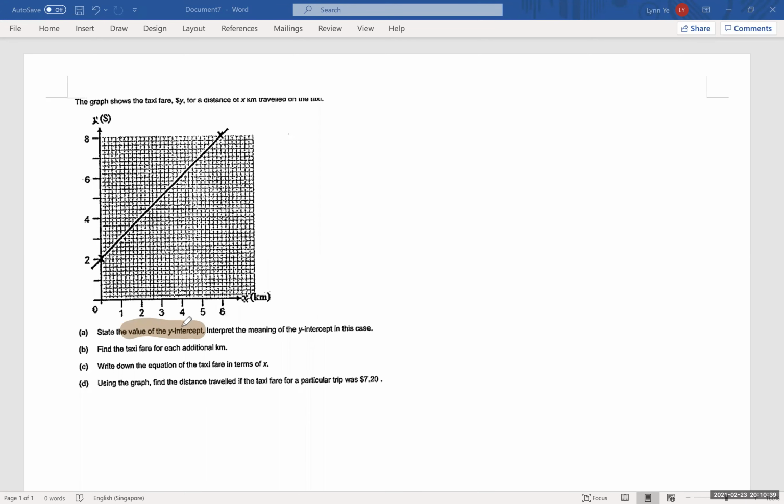Okay, so we need to understand what they mean by the y-intercept. The y-intercept is always lying on the y-axis when x is 0. So here it is pretty straightforward. I know that my y-intercept has a value of 2. That's it, the end. Okay, but then there's a part 2.